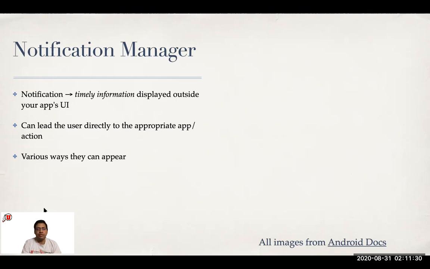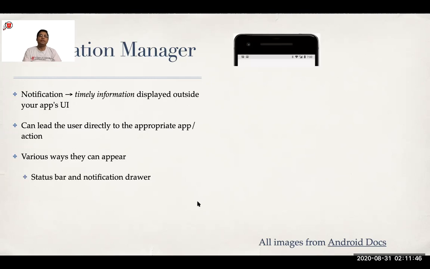Okay, so there are various ways they can appear in the more recent versions of Android. We are going to look at some of the pictures here. All of them are taken from the Android documentation. The first one, and the most common one perhaps, is a notification in the status bar and the notification drawer. So it shows up at the top, like the unread email symbol or icon here. You pull down on that, and then you see the notification. You click on that, and it takes you to the email app, for example.